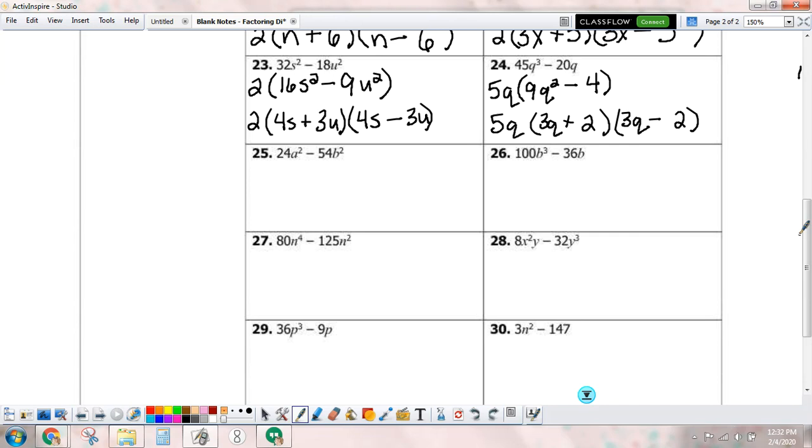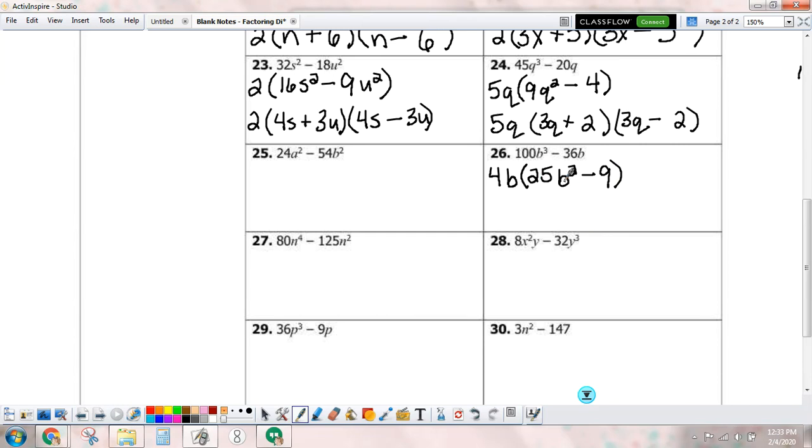Okay, so you need to go ahead and figure out what's the most common factor, the greatest common factor between 100 and 36. Well, I know that's 4, so I'm going to go ahead and pull out a 4. And then I have b to the third and b, and I know the b is the greatest common factor between those two. I can go ahead and do my parentheses. 100 divided by 4 is 25. B to the third divided by b is b squared. And then minus 36 divided by 4 is 9. And b divided by b is 1.